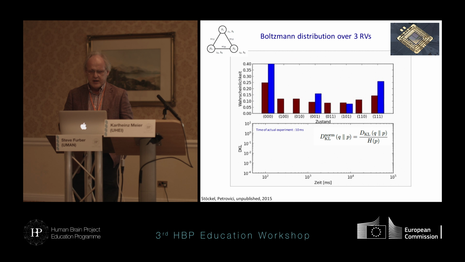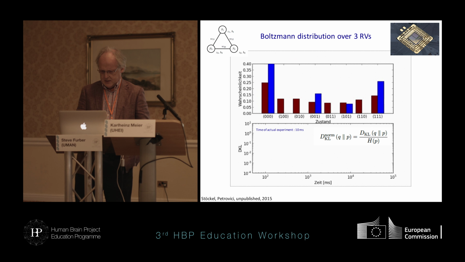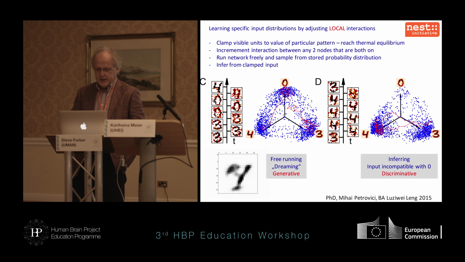Boltzmann distributions over random variables. And I think, where am I getting to? Oh, I think we're almost at the end now, don't panic.